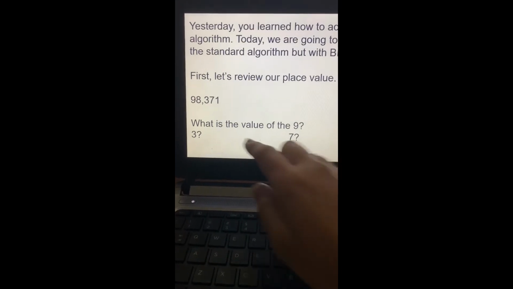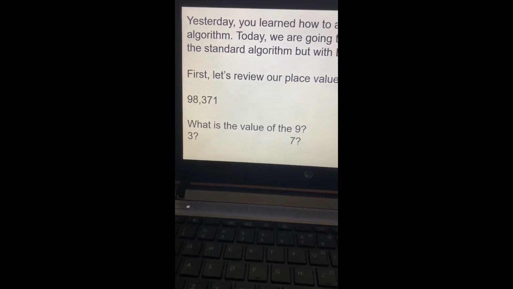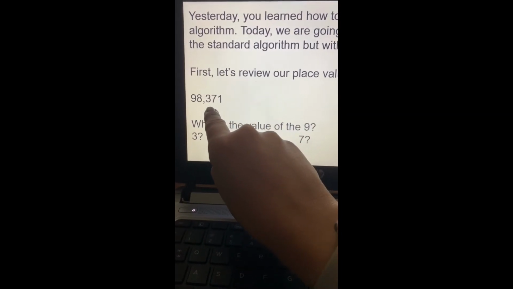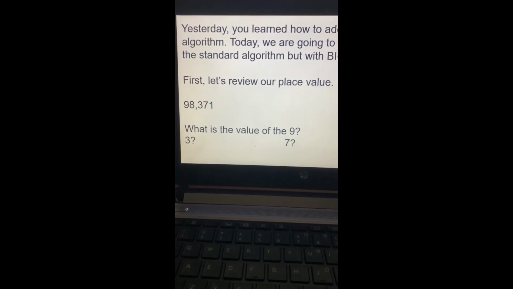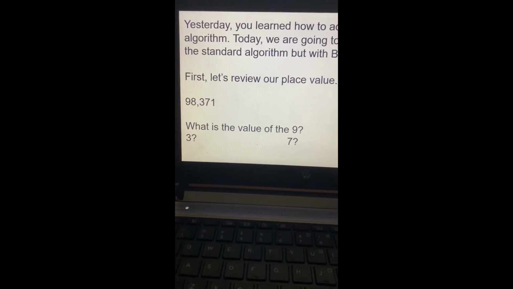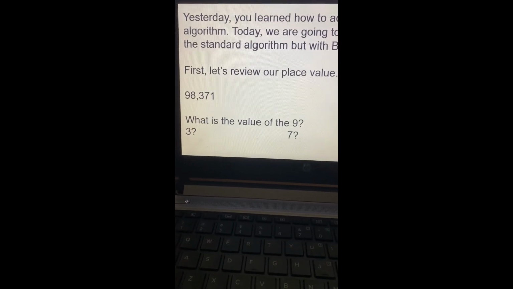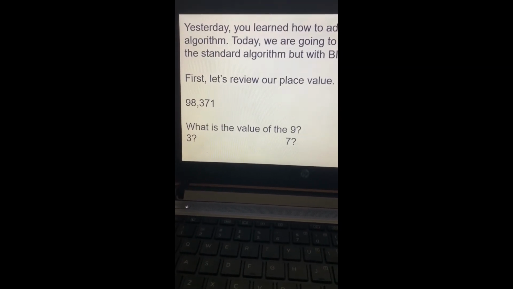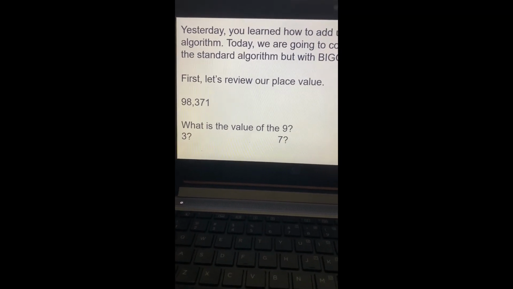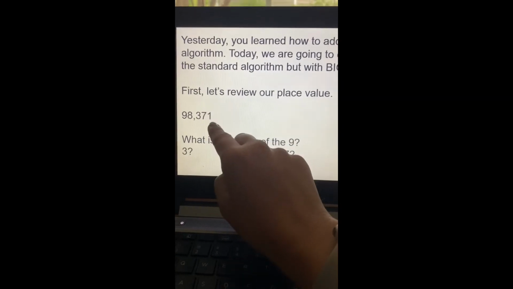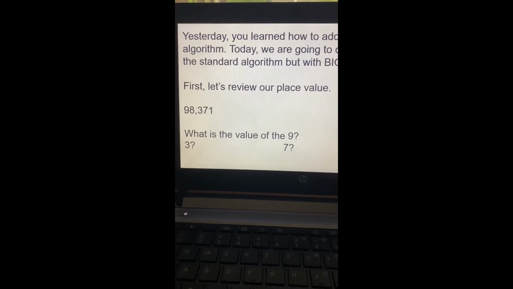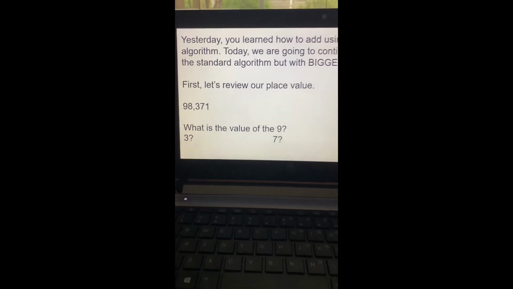What about the 3? What is the value of that 3? Remember, ones, tens, hundreds. That 3 is in the hundreds place. That 3 means 300. All right, looking at that 7. That doesn't mean just 7. What does that 7 represent? That 7 is in the tens place, so it's 7 tens, and 7 tens are 70.